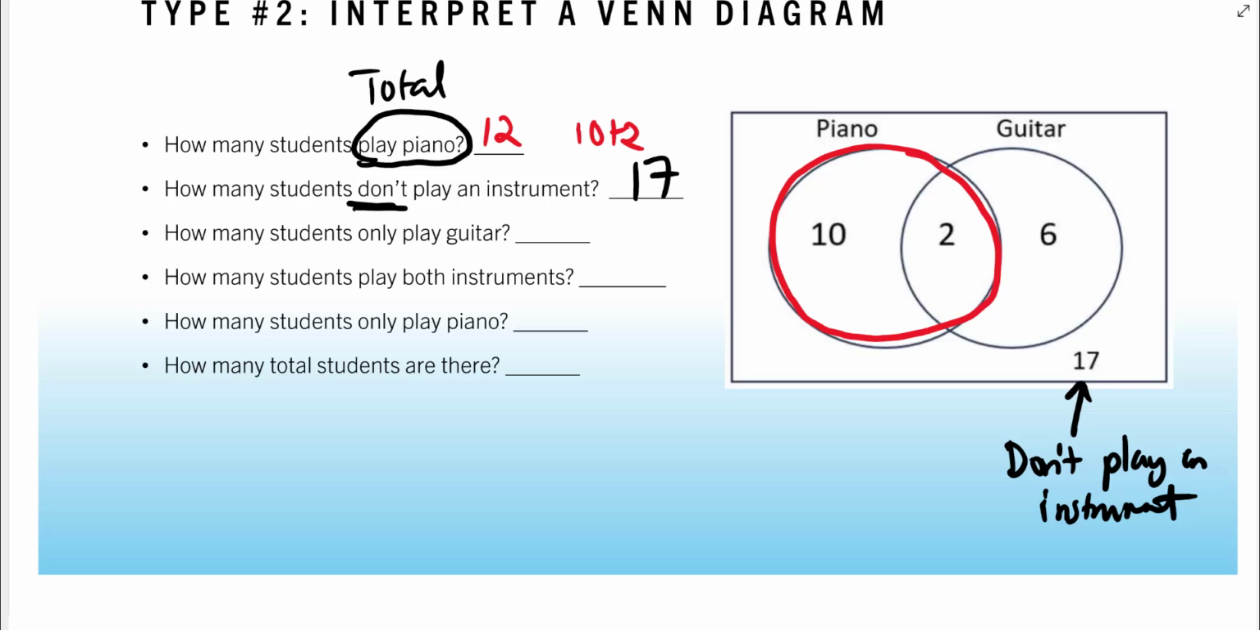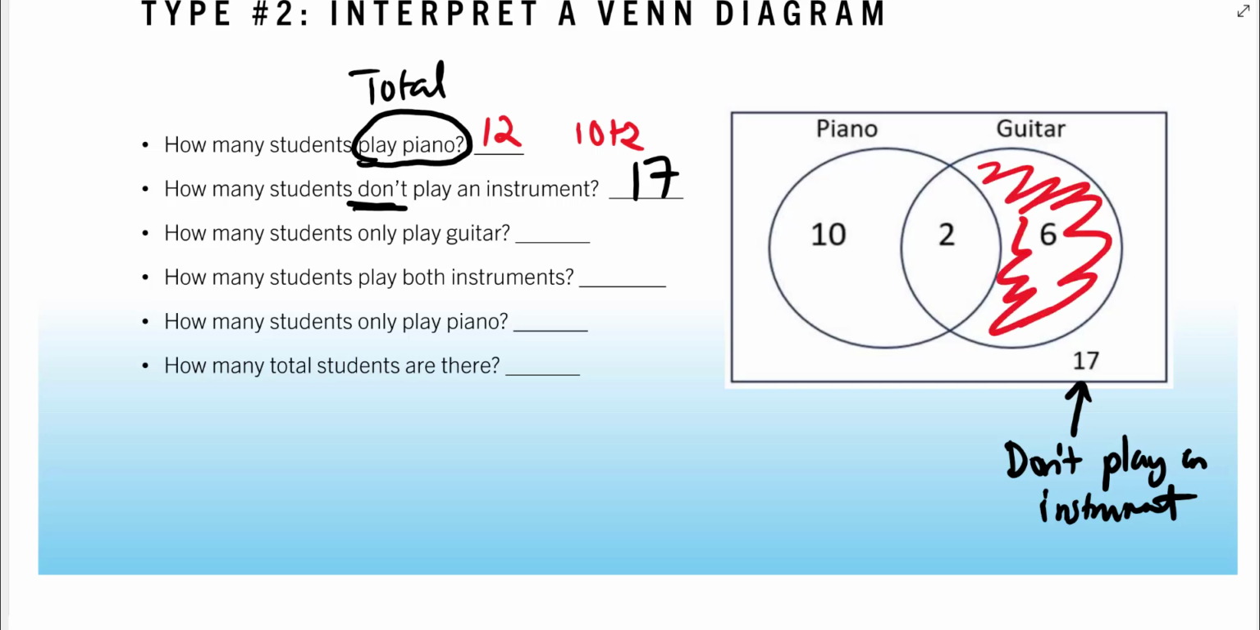Okay, the next question is, how many students only play guitar? La siguiente pregunta es, ¿cuántos estudiantes solo tocan una guitarra? So, only means right here. So, the answer is 6.